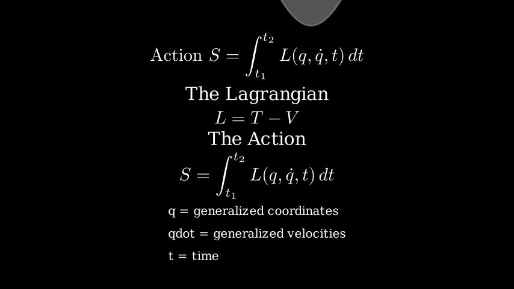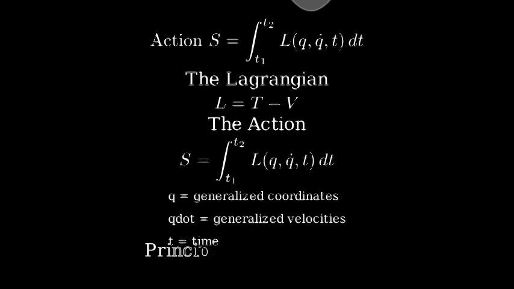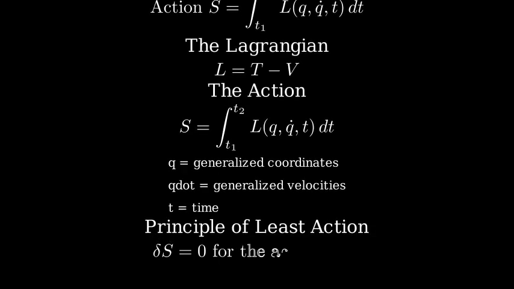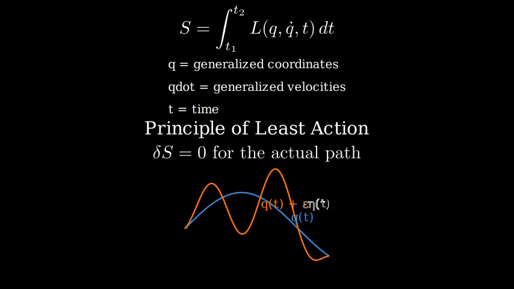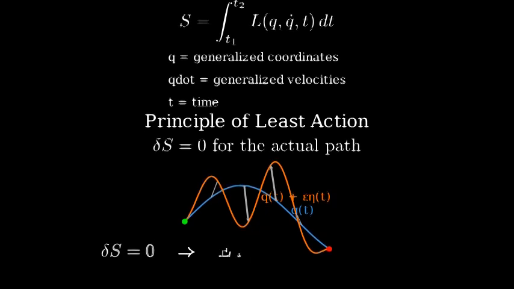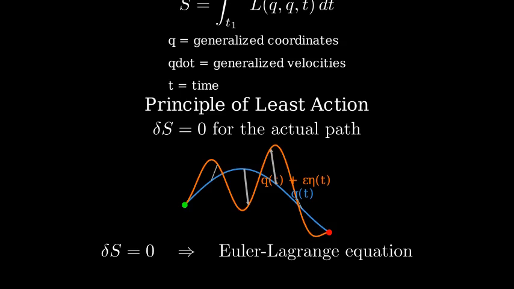Now, let's formally state the principle of least action. The principle states that the actual path taken by a system between two fixed states is the one for which the action S is stationary, which typically means minimized. To find this path, we need to use the calculus of variations. We consider a small variation in the path q of t to q of t plus epsilon times eta of t, where eta of t is any function that vanishes at the endpoints, and epsilon is a small parameter. For the action to be stationary, its variation must vanish for all possible eta of t. This leads us to the Euler Lagrange equation.